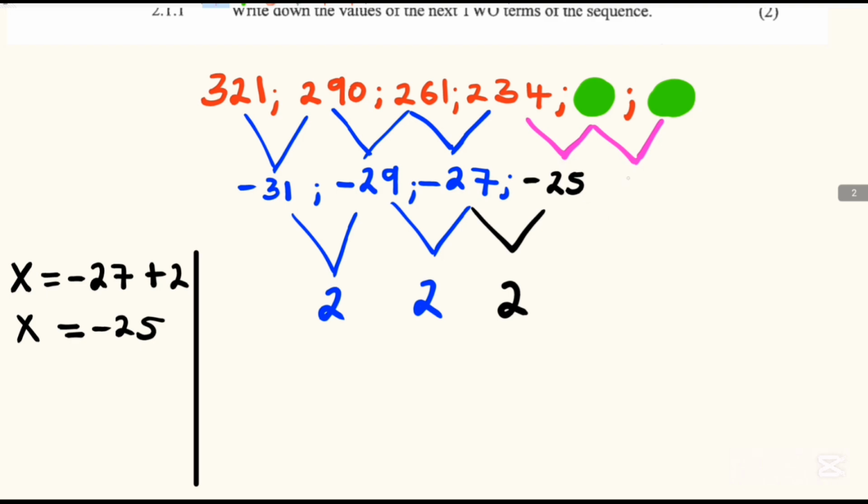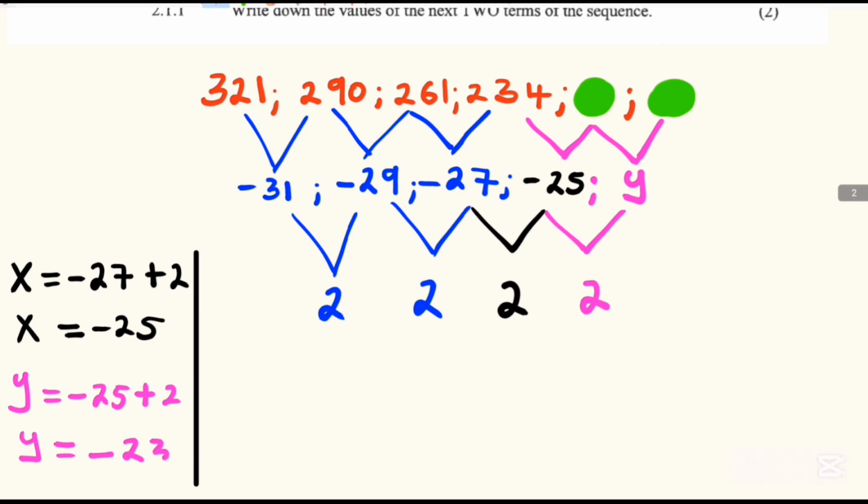Term number 6 minus term number 5, we can suppose that is equal to y, and the second difference is equal to 2. So that negative 25 plus 2 will give us the y. So the value of y is equal to negative 25 plus 2, and y will be equal to negative 23. So in the place of that y, let's substitute negative 23.